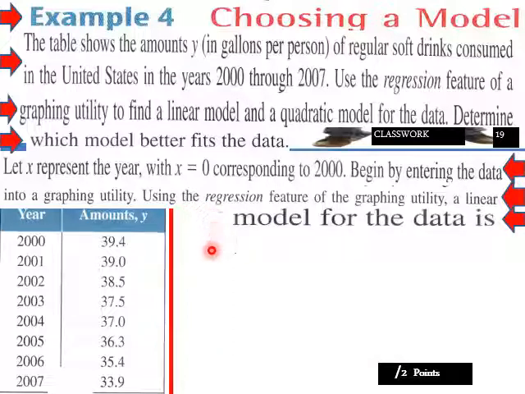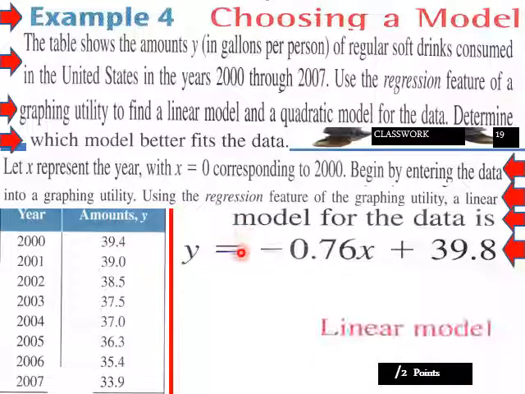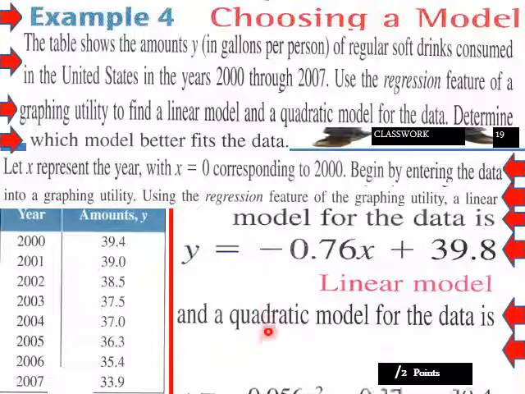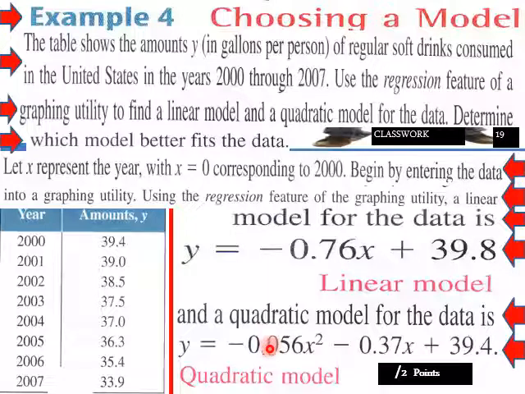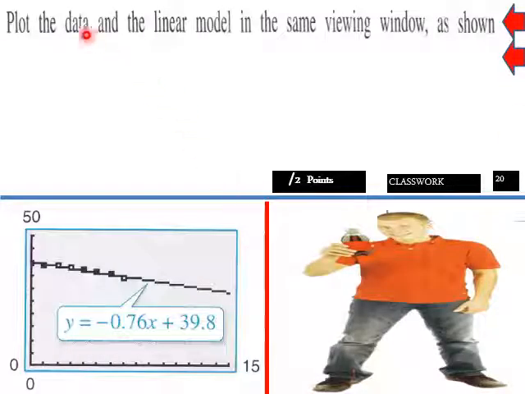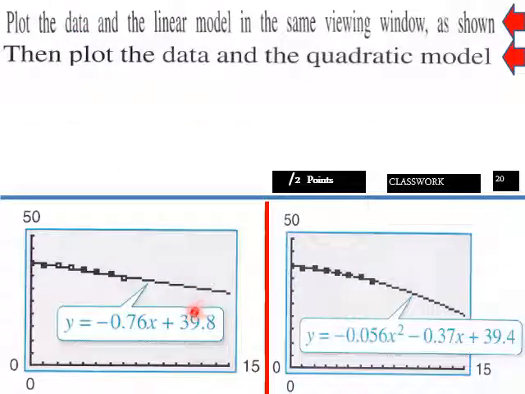Using the regression feature of the graphing utility, a linear model for the data is this. Here's the linear model. And then a quadratic model for the data is this. So we have two models here. To see which one works out the best, here is your linear model, and then here's your quadratic model.